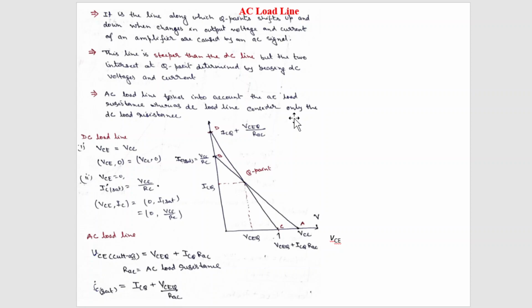So in order to draw the DC load line and AC load line, as we know, in case of the DC load line, we require two end points on the X and Y axis. So for the case of the DC load line, let us say A is an end point. That is basically what we call the cutoff point.